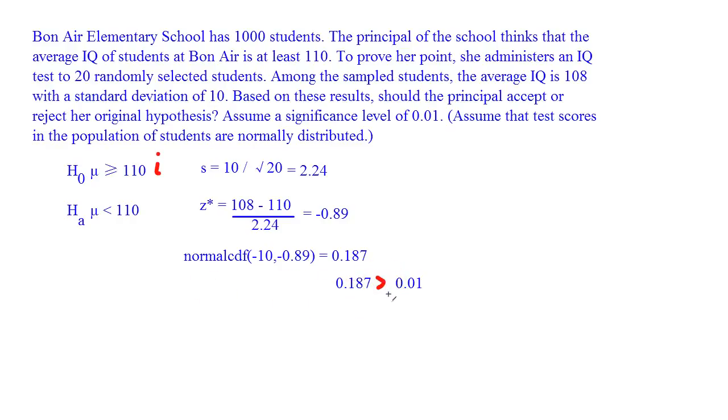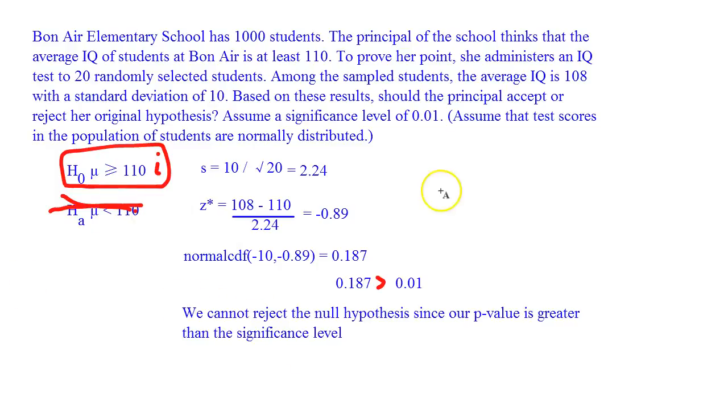Okay, so what that means is that we would expect to find a sample mean of 108 or smaller in 18.7% of our samples if the true population IQ were 110. Okay, this is greater. So since it's greater, we cannot reject the null hypothesis. So what that means is we cannot say anything about guilty. We don't say anything about alternative. We just kind of forget about it. And we just say you cannot reject the null hypothesis.